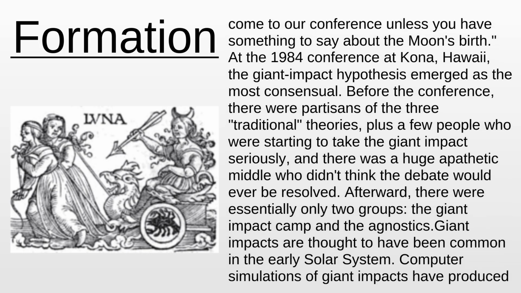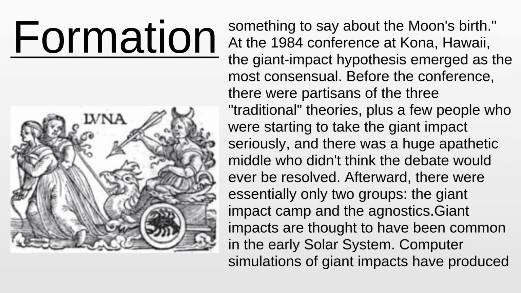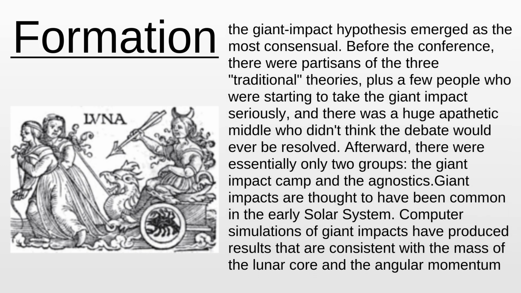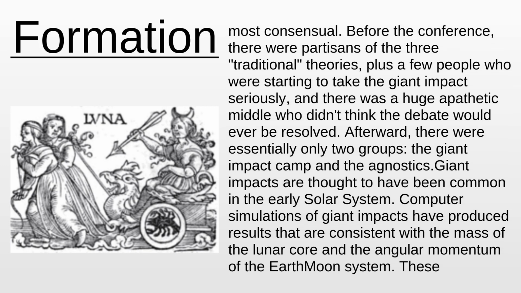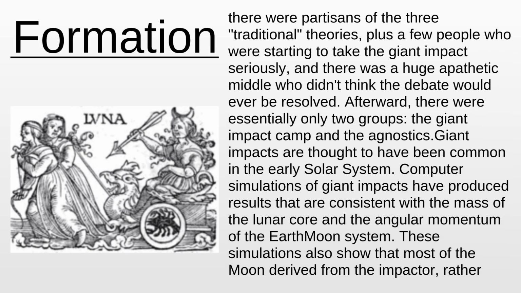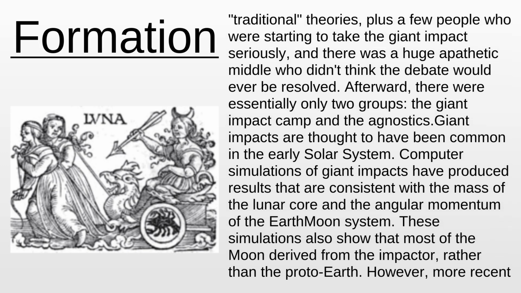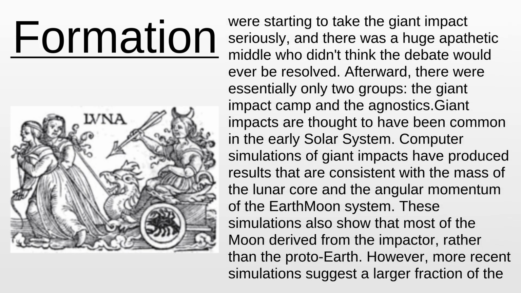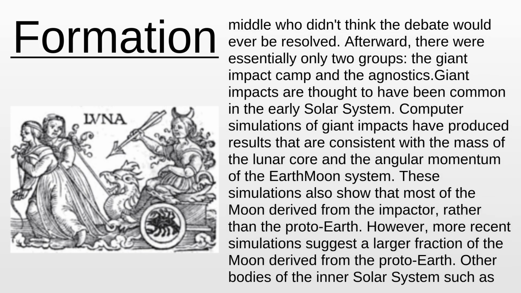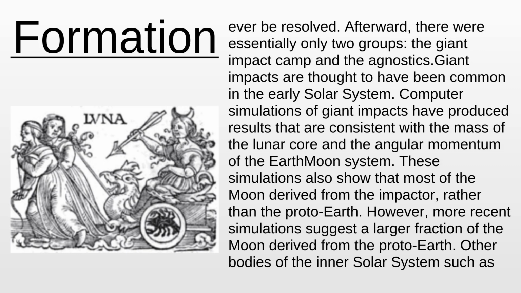At the 1984 conference at Kona, Hawaii, the giant impact hypothesis emerged as the most consensual. Before the conference, there were partisans of the three traditional theories, plus a few people who were starting to take the giant impact seriously, and there was a huge apathetic middle who didn't think the debate would ever be resolved. Afterward, there were essentially only two groups, the giant impact camp and the agnostics.